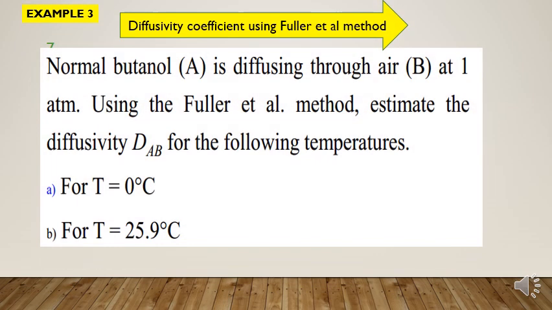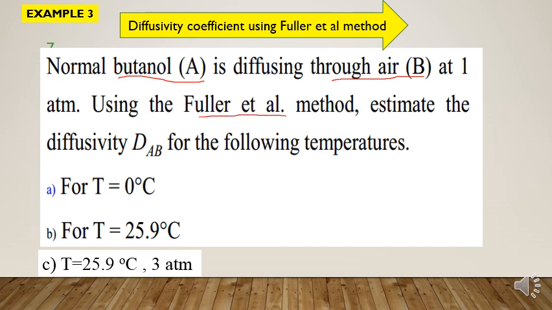Okay, let's start doing an example related to the diffusion coefficient using the Fuller et al. method. Based on the equation here, the question asks you to determine the diffusivity coefficient for butanol, which is considered as gas A, diffusing through air, which is considered as gas B, at 1 atm using the Fuller et al. method. And you need to determine the diffusivity at 3 conditions.